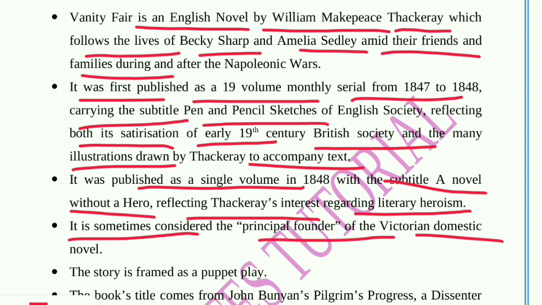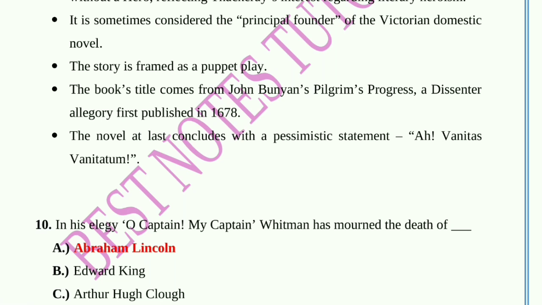The story is framed as a puppet play. The book's title comes from John Bunyan's Pilgrim's Progress, a dissenter allegory first published in 1678. The novel at last concludes with a pessimistic statement, "Vanitas vanitatum."